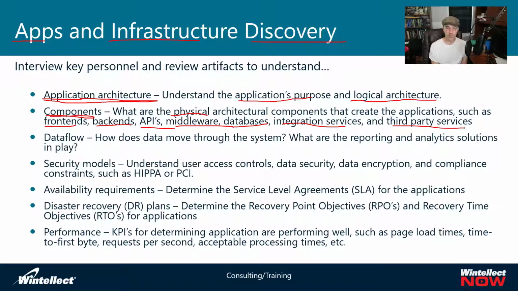Am I getting data from external APIs? How is that data integrated into my application? Am I just bulk lifting that, or am I calling external APIs? All of these things will have implications on how things move into Azure as well.